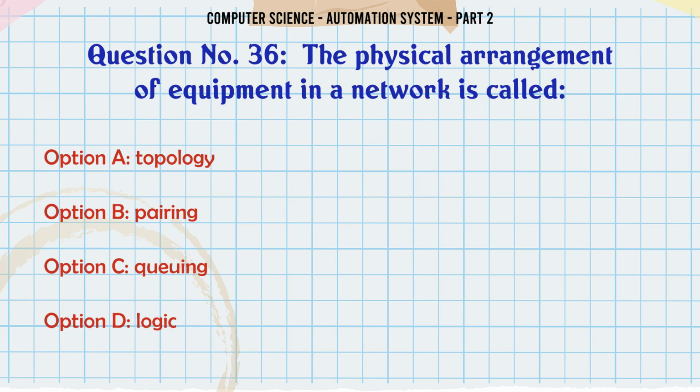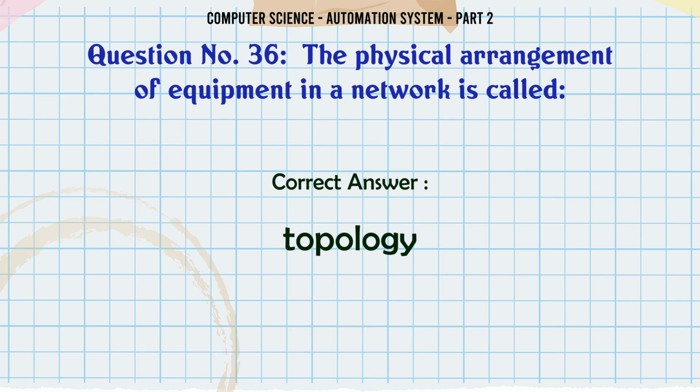The physical arrangement of equipment in a network is called: A. Topology. B. Pairing. C. Queuing. D. Logic. The correct answer is topology.